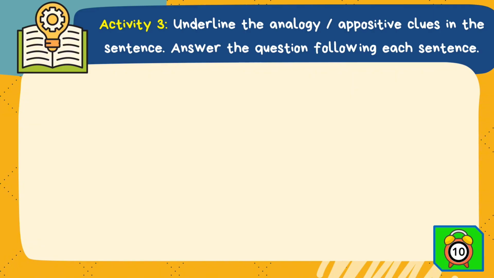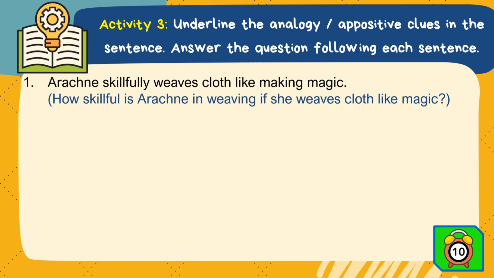Now, let us have activity 3. Underline the analogy or appositive clues in the sentence and then answer the question following each sentence. We have number 1. Arachne skillfully weaves cloth like making magic. Again, you are going to underline the analogy or appositive clues in the sentence, and then you are going to answer this question. How skillful is Arachne in weaving if she weaves cloth like magic?